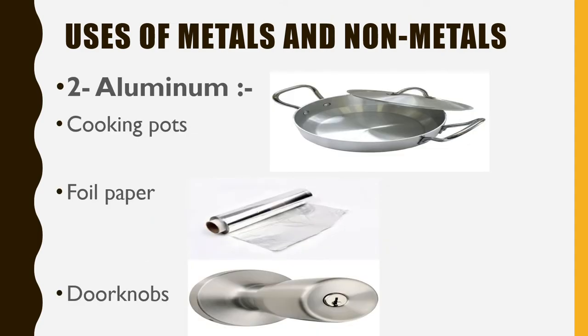Now we will talk about the uses of aluminium. The aluminium, we can use it to make cooking pots. Those cooking pots are made of aluminium. We can make foil paper. This foil paper is aluminium. We can make doorknobs. Some doorknobs are made of aluminium.